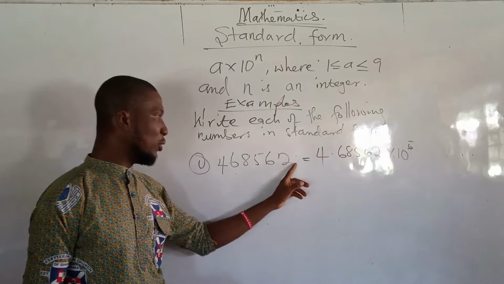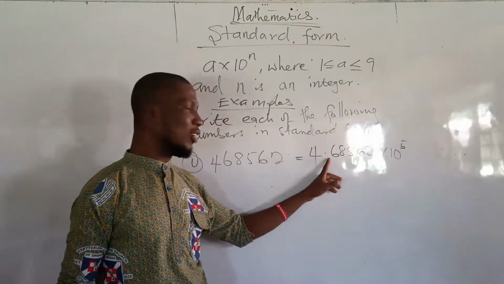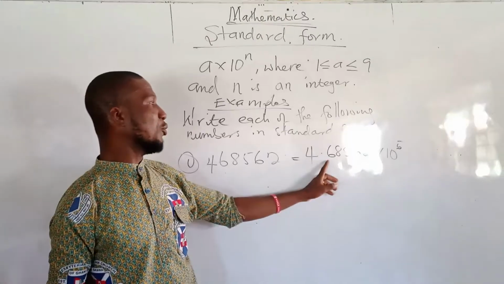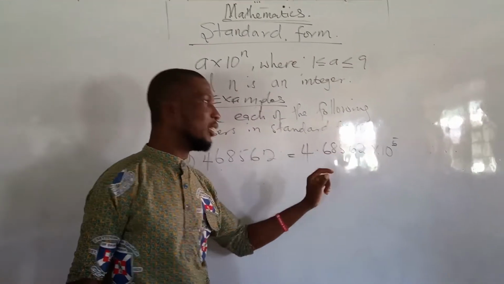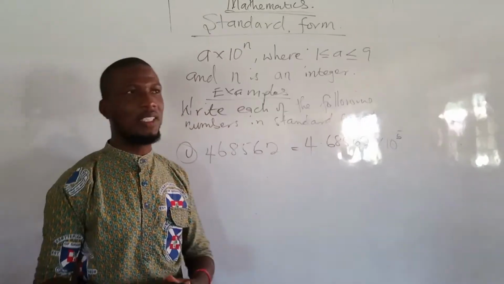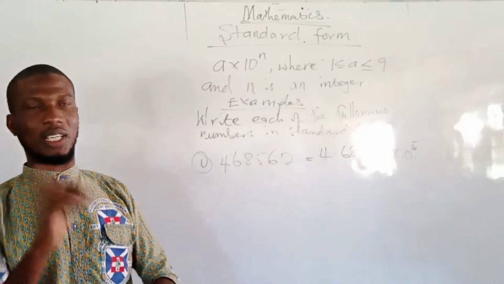So when we move the point from here, it has come between the 4 and the 6. That's why we have 4.6 here. And then we move it 1, 2, 3, 4, 5 times altogether. That's why we have the exponent 5 there. And the exponent 5 is positive because we moved the point to the left.